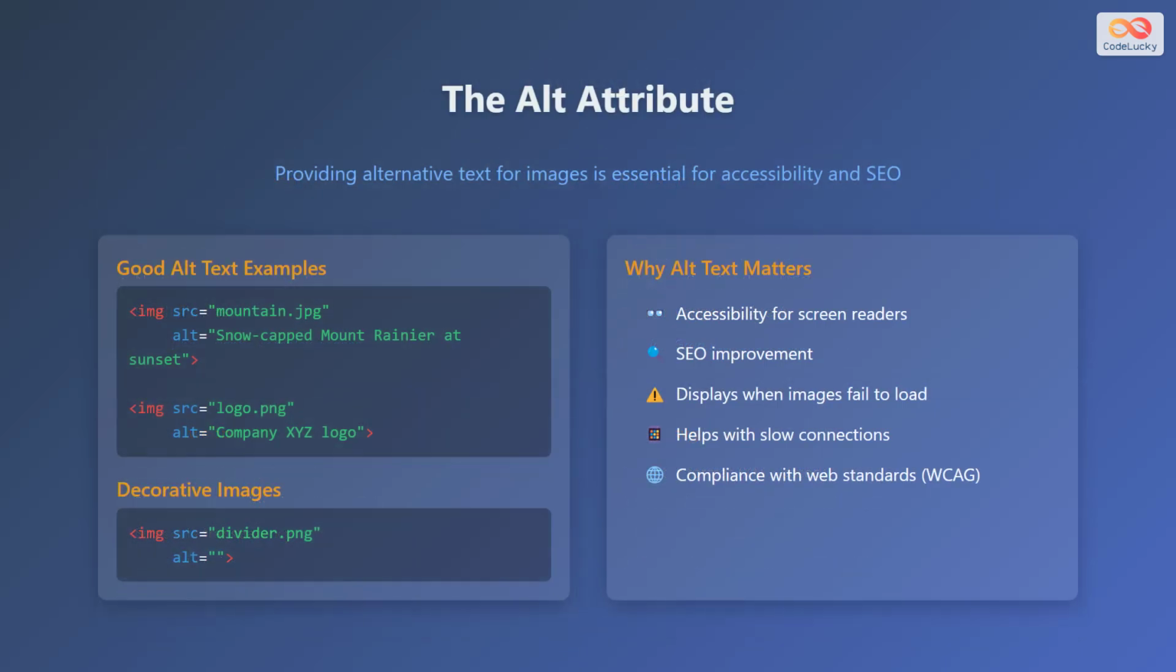The alt attribute plays a critical role in web accessibility and search engine optimization. Good alt text examples include descriptive phrases like snow-capped Mount Rainier at sunset or company XYZ logo. For decorative images that do not convey meaningful content, you can use an empty alt attribute. The benefits of using alt text include accessibility for screen readers, improvement of search engine optimization, and the ability to display when images fail to load, helping users with slow connections and compliance with web standards, such as the Web Content Accessibility Guidelines.